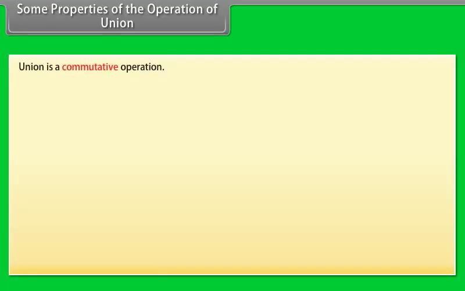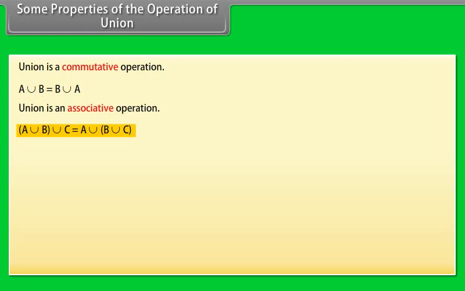Some properties of the operation of union. Union is a commutative operation. A union B is equal to B union A. Union is an associative operation. A union B union C is equal to A union B union C.